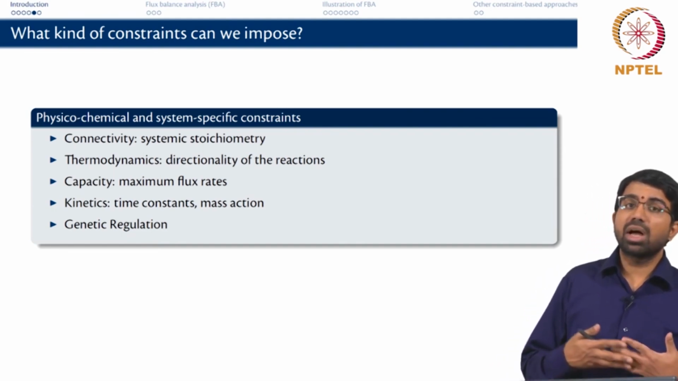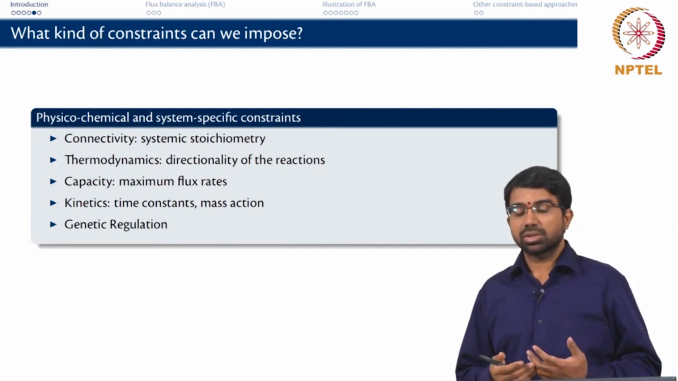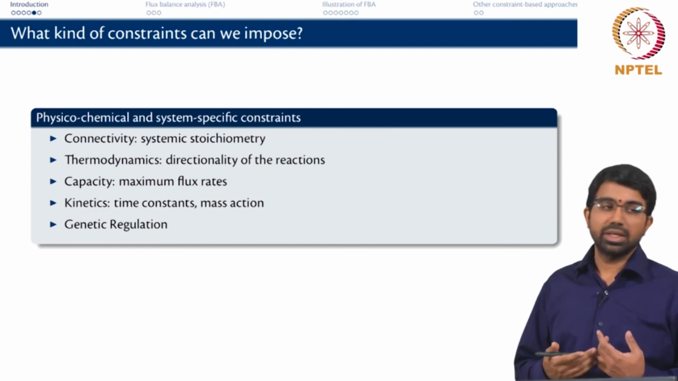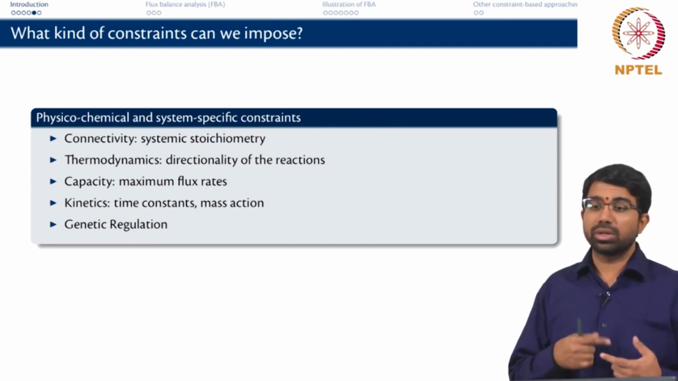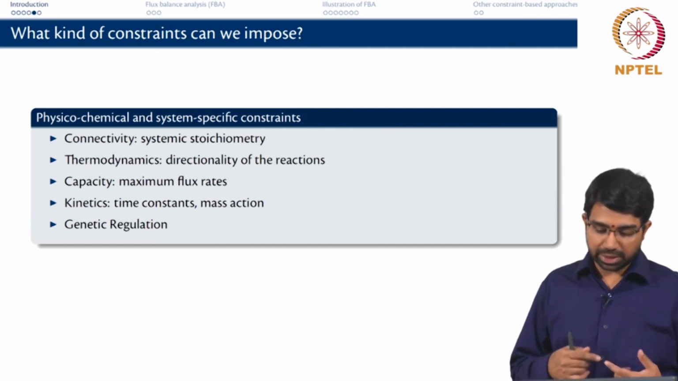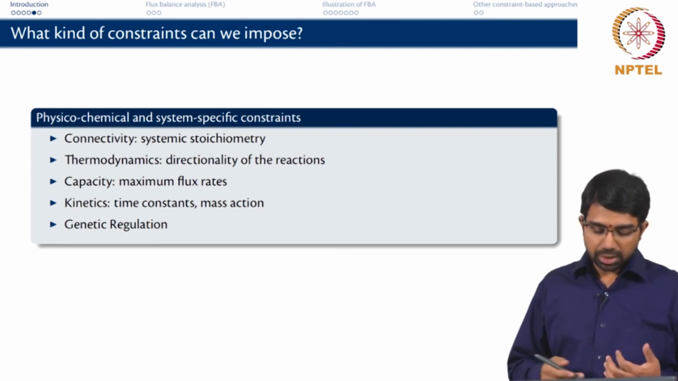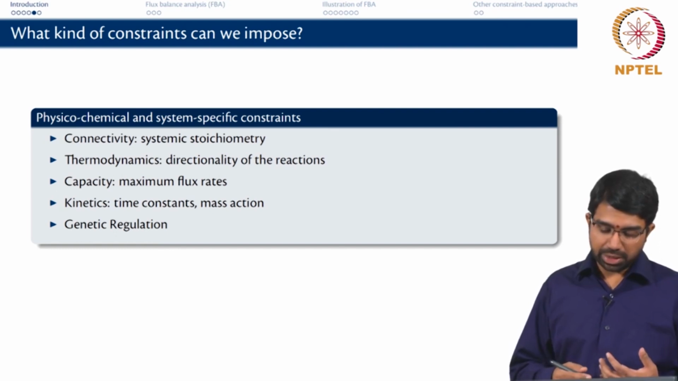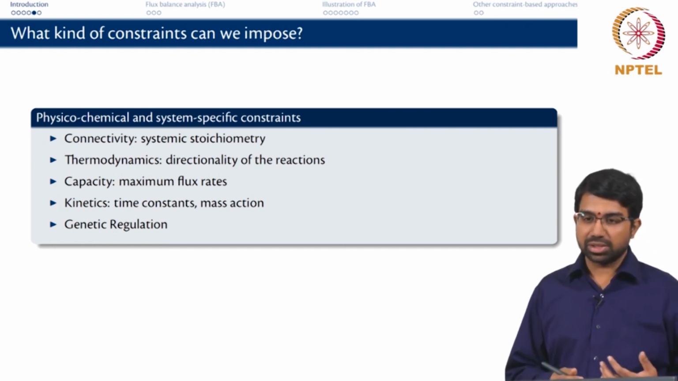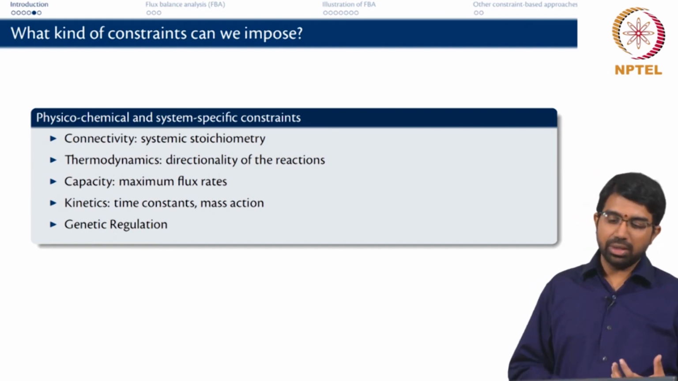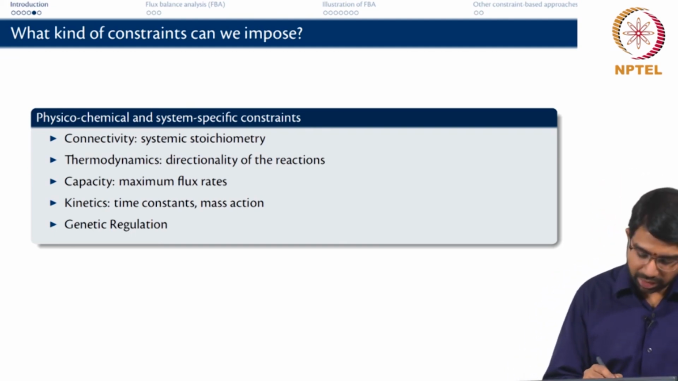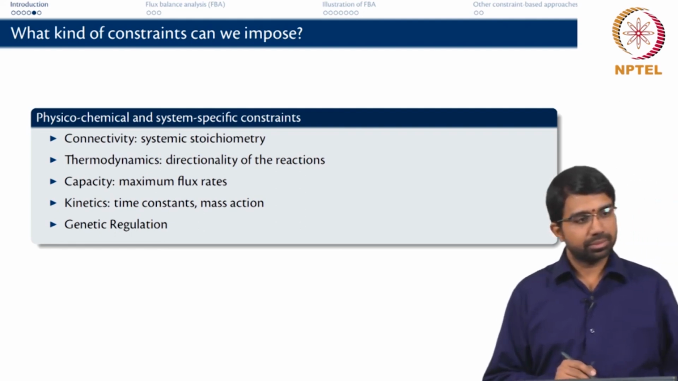Then there are maximum flux rates, right. So, every enzyme has a particular turnover number, right. It may not be able to turn over more than x number of molecules per second, and there is genetic regulation, you need to worry about time constraints, mass action, there are many other constraints that you may be able to think of, but most importantly I would say are connectivity, thermodynamics and capacity.